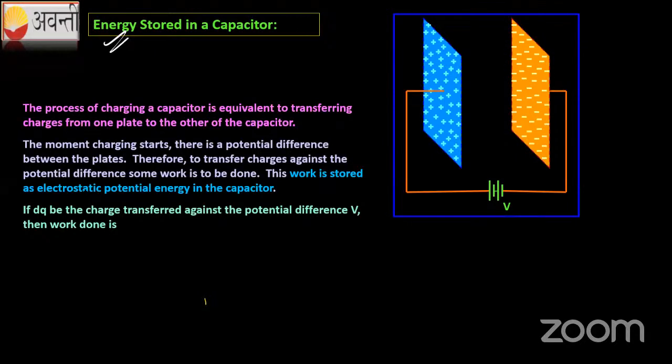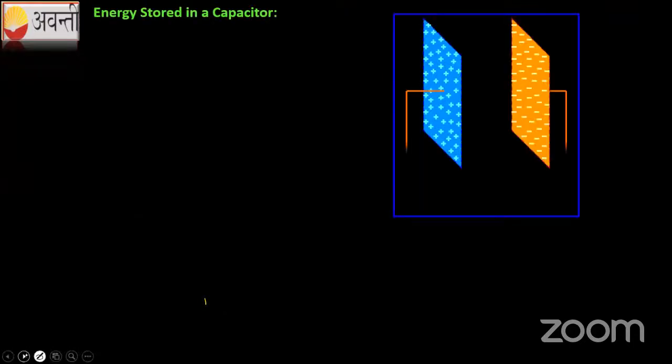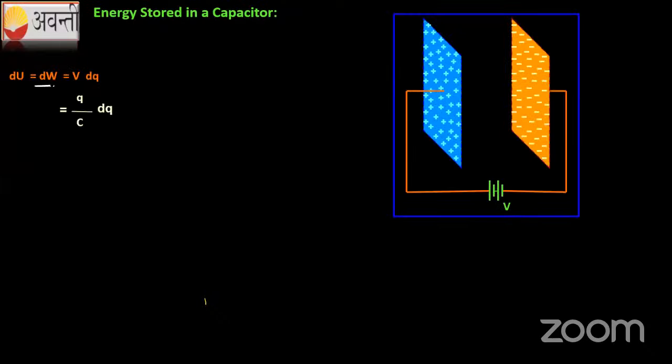Yes, that's great. Look, the work done is stored as electrostatic potential energy in the capacitor. If dq amount of charge is transferred against the potential difference, then the work done is given by: how can you calculate work done? Look, here I am saying, we know potential is equal to work done by charge. Now we want to calculate work done, so work done is equal to charge into potential.